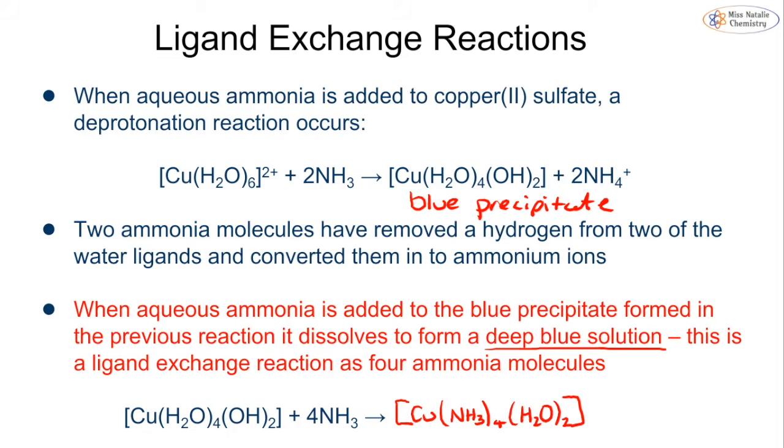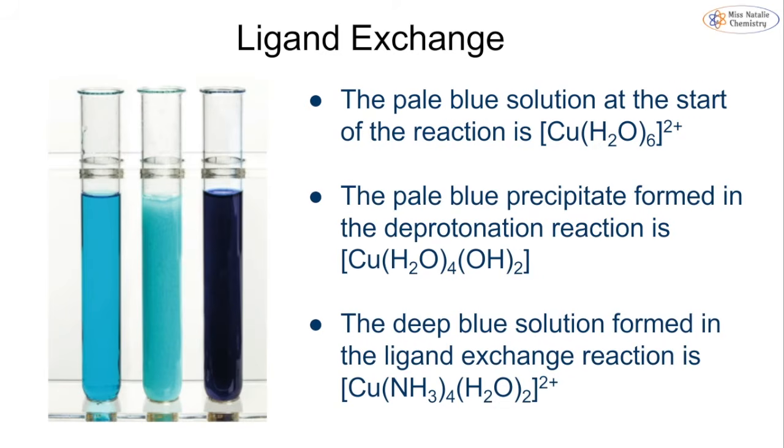So we're swapping out 4 of the ligands with the ammonias, and we're left only with 2 waters, and that has a 2+ charge, and we make 2H2O plus 2 OH minus. So we're removing the 2 hydroxide ligands and removing 2 water ligands, and they're being replaced by the ammonia ligands, and this is a ligand exchange.